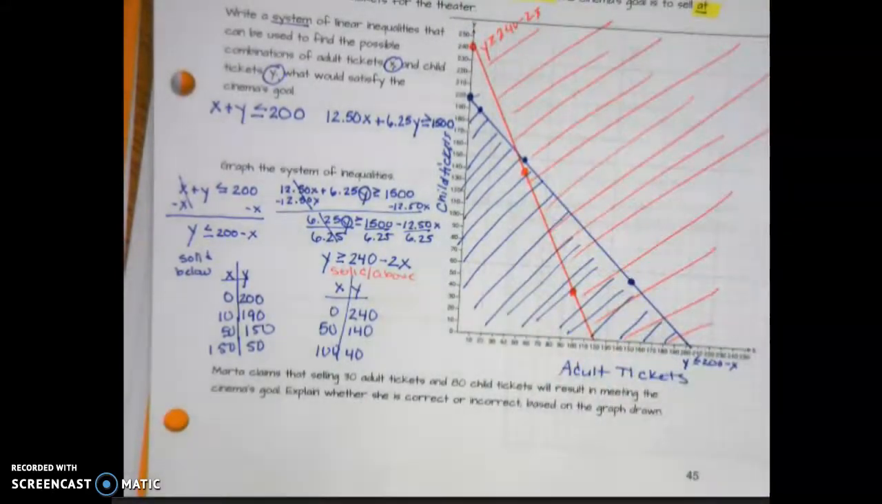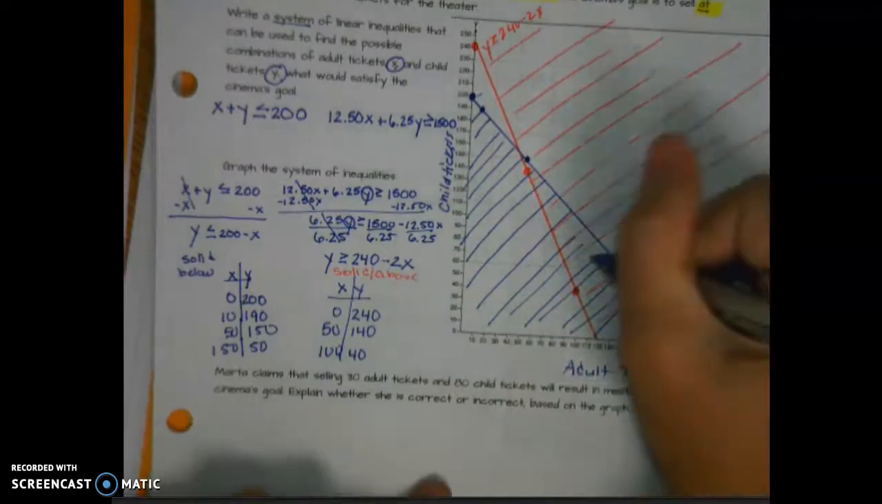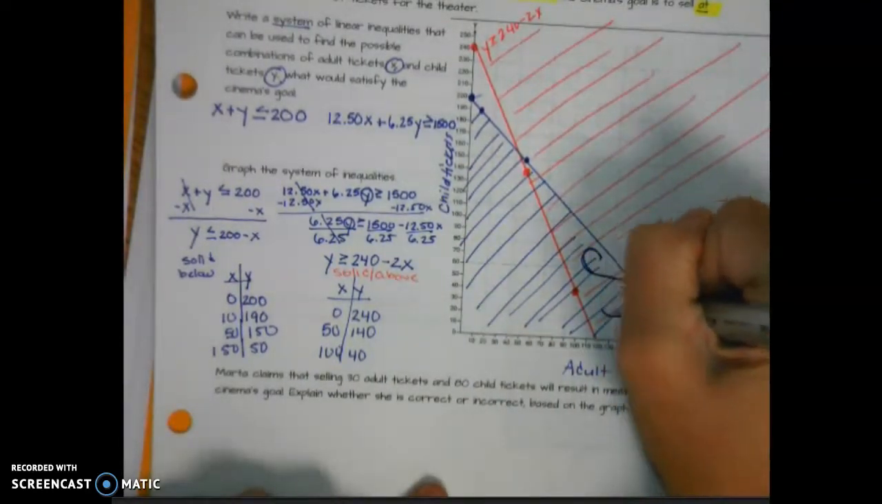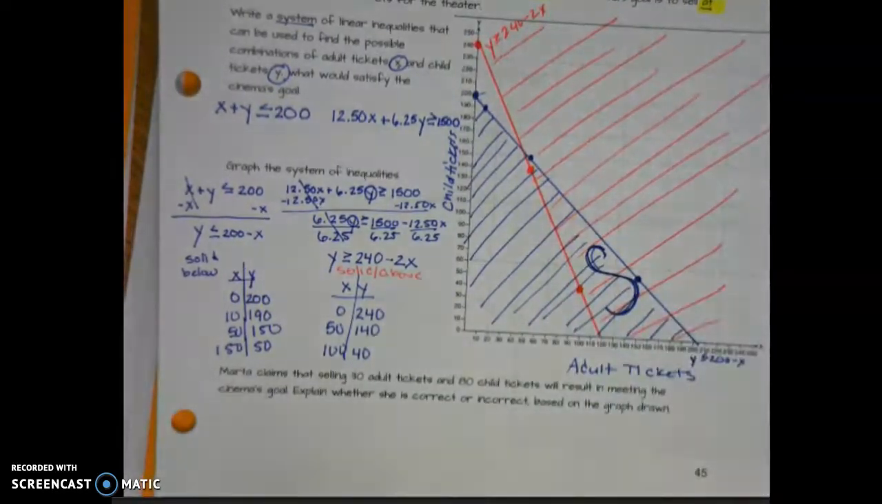Okay. And then don't forget to label the overlapping shaded region with an S that stands for solution. Okay, so this whole, looks like a triangle. This triangle here is your solution set. Any point in this double shaded region is considered a solution because it makes both inequalities true.